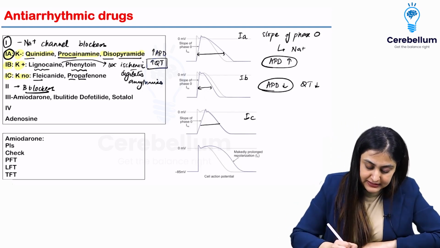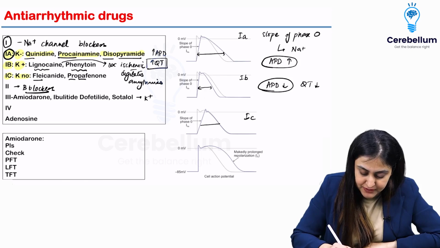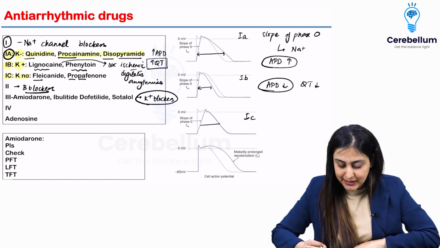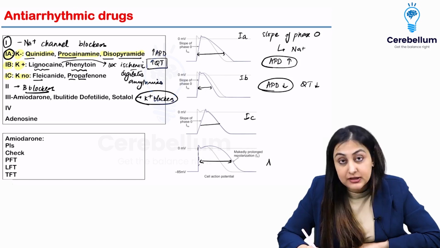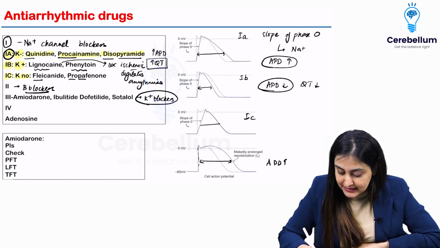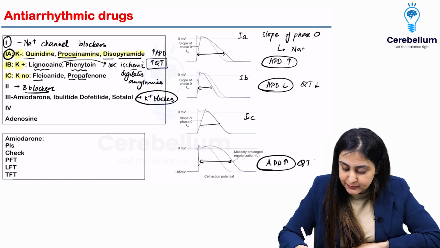What does type 3 do? Type 3 are your potassium channel blockers. Okay, so these are potassium blockers. So when I look at the graph, look at this graph here. You see that sodium is as is, but the action potential duration is again increased. So this is again going to prolong the QT.